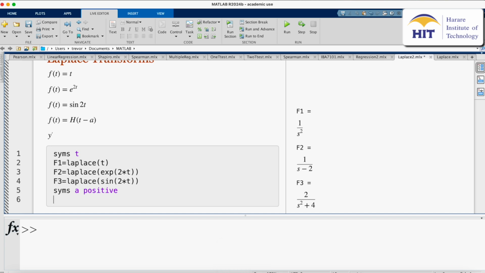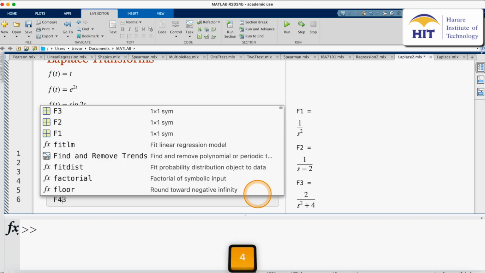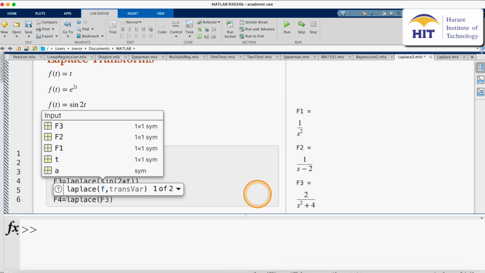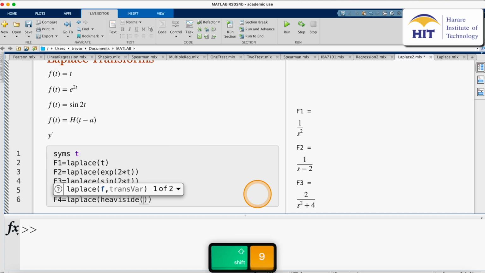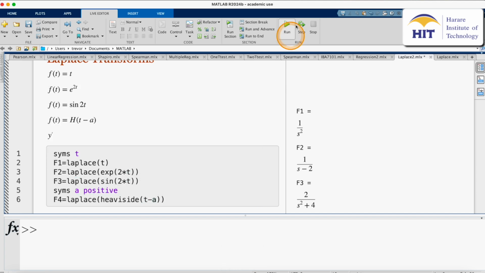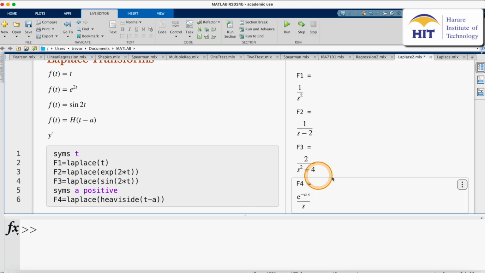Then go on and call it my solution f4, which is equal to laplace, open parenthesis, and we are finding the Laplace transform of the shifted Heaviside. So it's heaviside, open parenthesis, t minus a, where a is a positive variable there. So we click on run, and we have the Laplace transform of the shifted Heaviside is exponent of minus as divided by s.